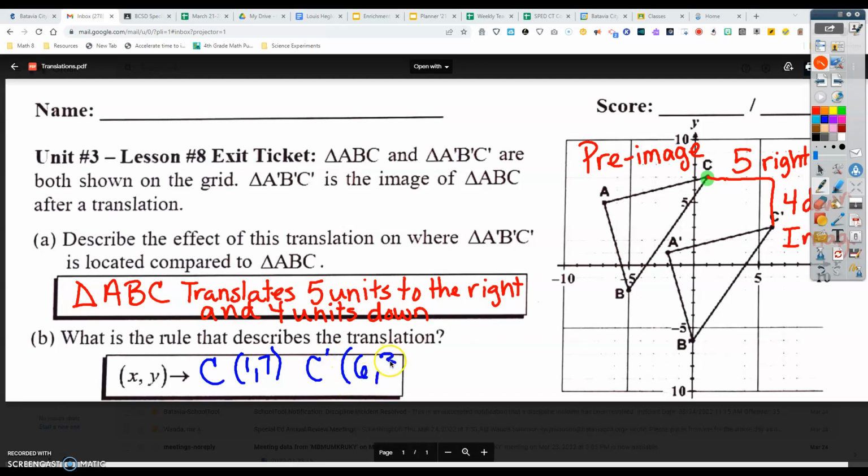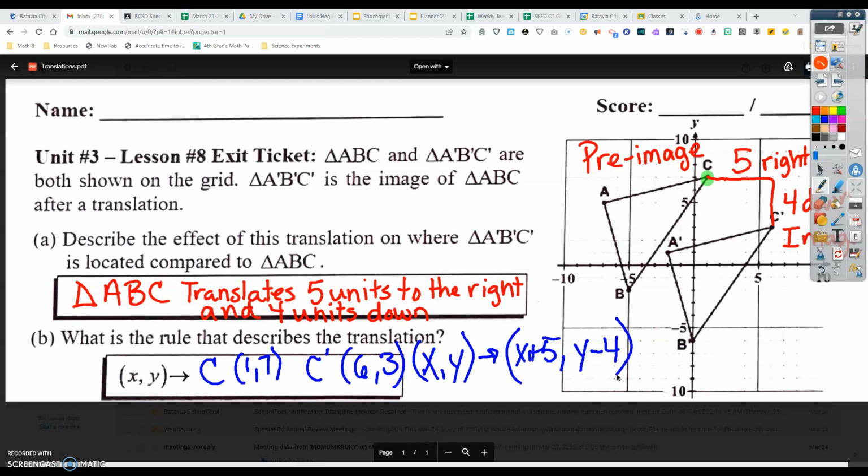Well, how did I get to that? Here's the rule. I took X from the original, and the rule is this: I add 5 to X, and then I subtract 4 from y, and I get my new coordinate. For example, what is 1 plus 5? That's 6, right? That's how we got 6 for C prime. And then what is 7 minus 4? It's 3. If you apply that rule, you will see that that's how we do a translation.